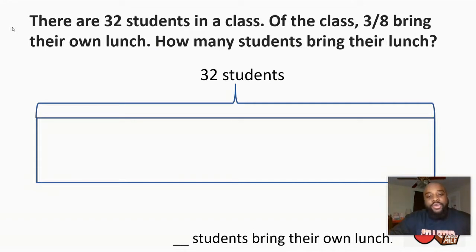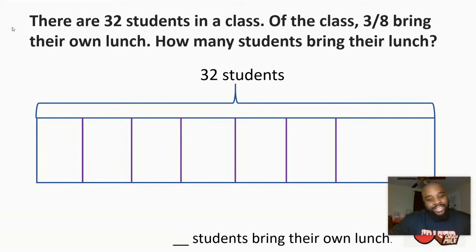First we have 32 students in the whole. So we're going to start right here from the middle of the box. I'm cutting it in half. Then I'm going to cut that half in half. Then I'm going to cut this half in half. Then I'm going to come all the way to the left and cut that half in half. Then this half in half. Then that half in half. And finally, that half in half.